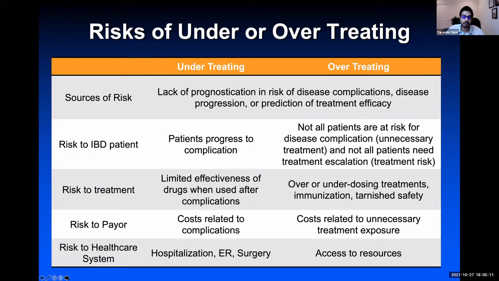What's the risk to the treatment? So you have limited effectiveness of drugs when you use them after complications have already developed. And for overtreating scenarios, you may over or underdose treatments. You may cause immunization of the biologic, or you may tarnish the safety profile in somebody who didn't otherwise need it. The risk to the payer is cost on both spectrums, but it's costs from complications in undertreating and costs related to treatment for overtreating. And the risk to the healthcare system is resource utilization in the form of hospitalizations, ERs, and surgeries for undertreating, but colonoscopies, infusion centers, clinic visits, and some of the costs related to overtreating in the healthcare system.